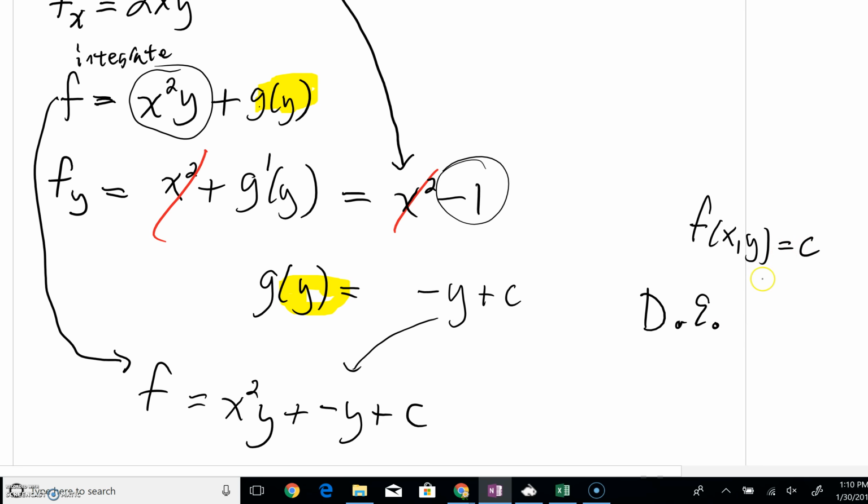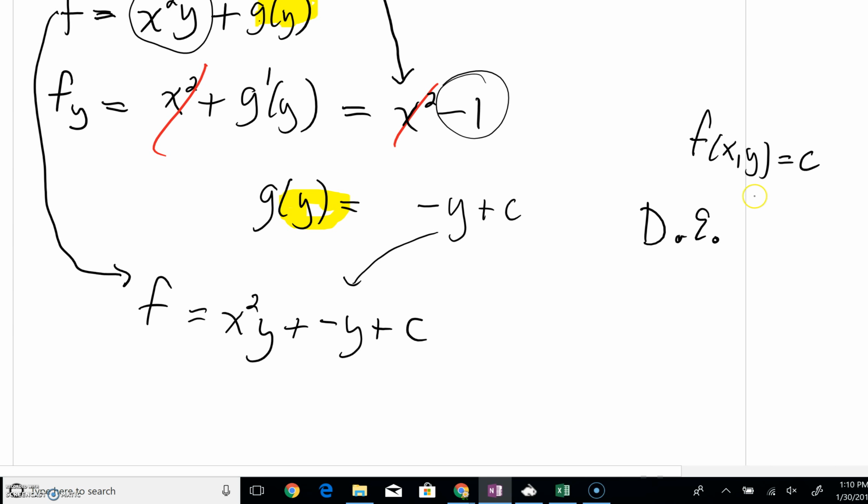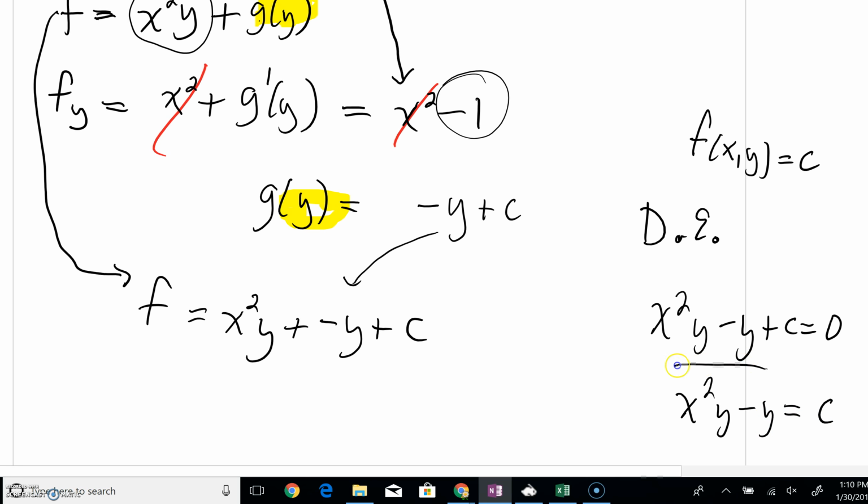So a lot of times, what some kids will want to do is they'll just say, well, my f is x squared y minus y plus c, and you could set it equal to 0. A lot of times, though, we just move that constant to the other side, and you don't even write it as a minus c. Most of the time, we just write it this way, ignoring the constant right here. But that's your solution, and that's how you solve an exact differential equation. We doing okay?